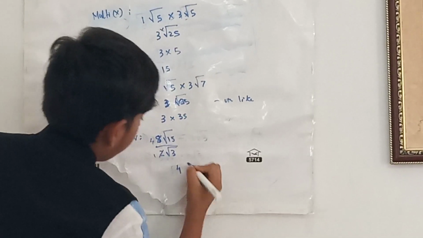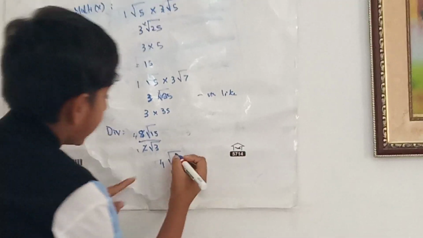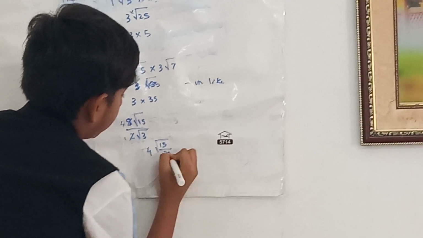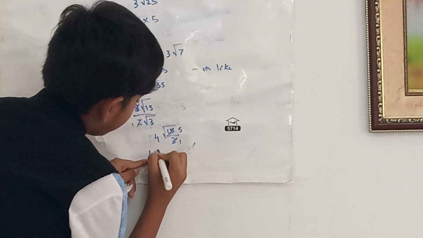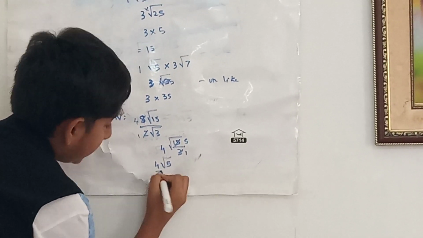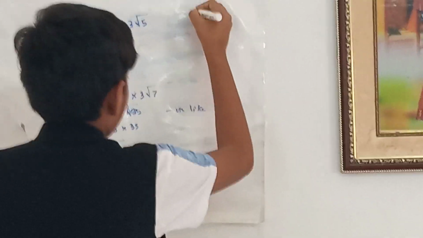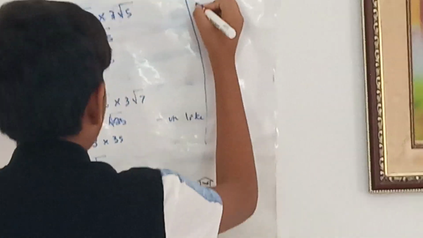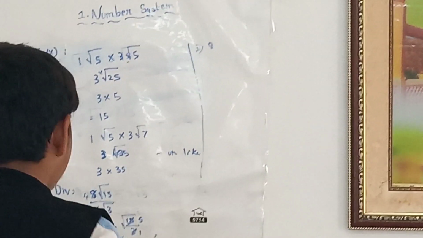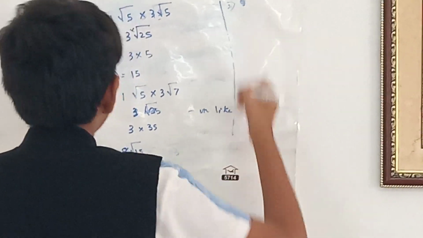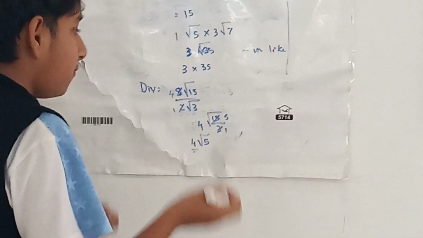So we can put it in the same root box. No need to put two root boxes, write 15 by 3. 3 ones are 3, 3 fives are 15. Then finally we will get the answer 5, the root 5. This is the answer. It's a like term. Next we will put unlike terms. Sorry guys, in this there is no unlike term, so like terms or unlike terms we can do on both.